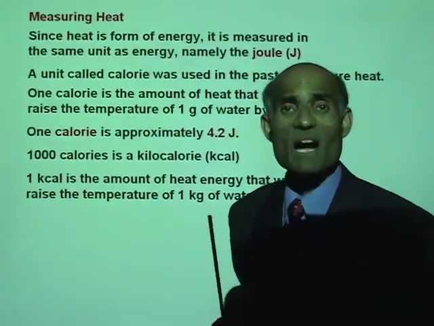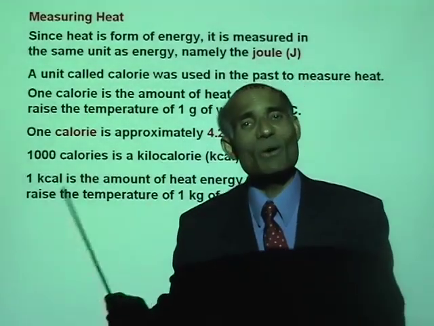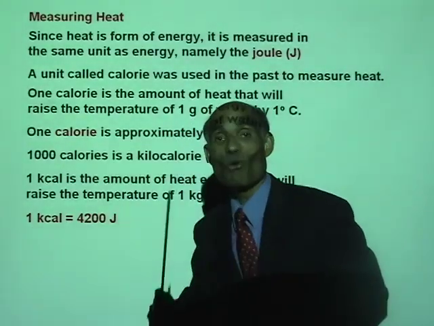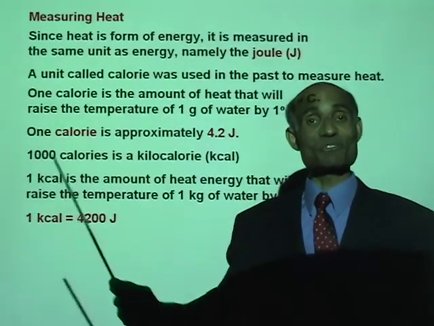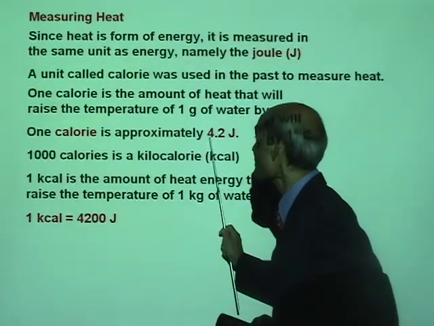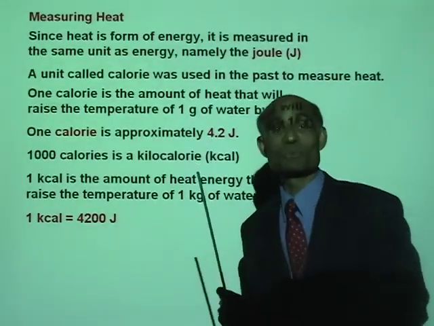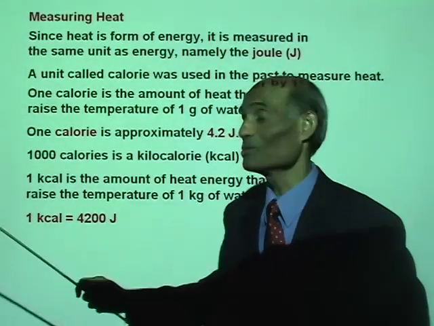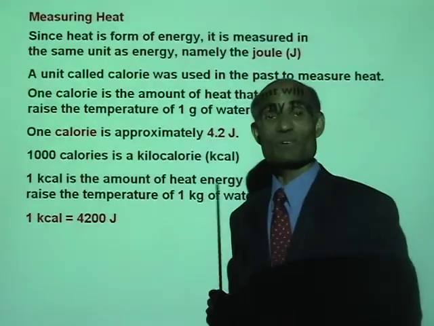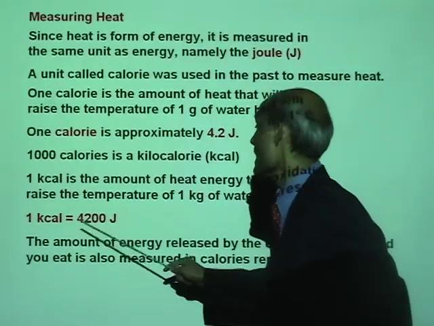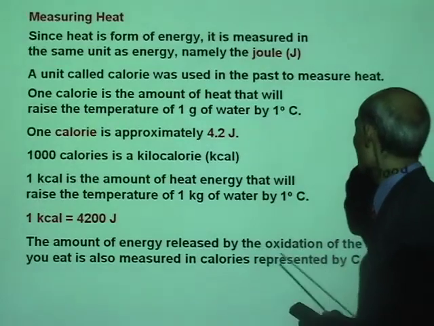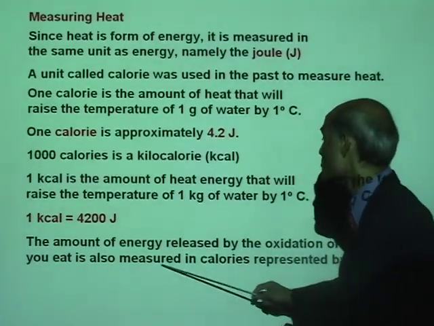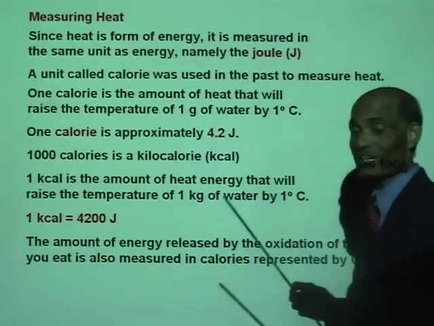Can you tell me how many joules is a kilocalorie? A kilocalorie is 4,200 joules, because 1 calorie is 4.2 joules. A kilocalorie means multiply that by 1,000, 4,200 joules.